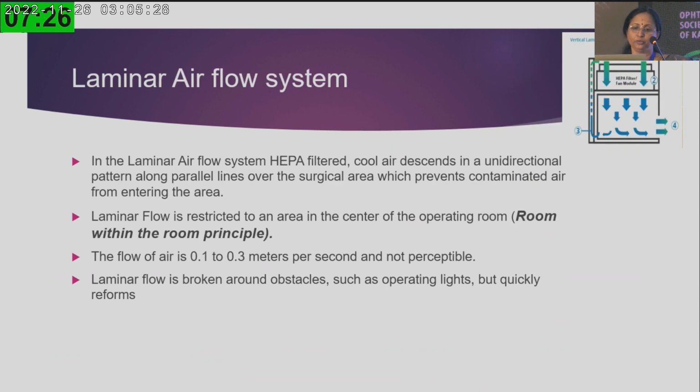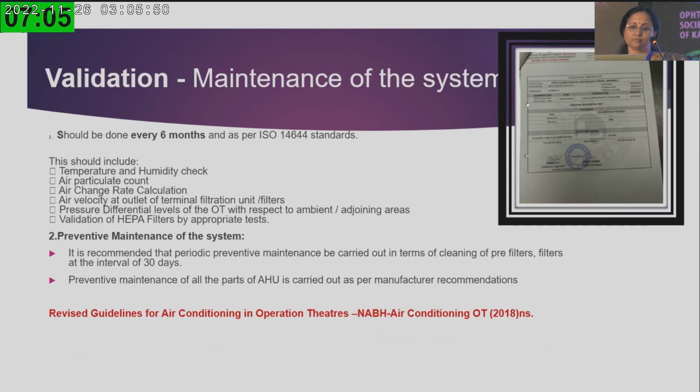And the laminar airflow ensures that the HEPA filtered cool air descends in a unidirectional pattern along parallel lines, and it will prevent the contaminated air from surroundings from entering the central operating area. This is limited to the center of the operating room, and the flow of air here is imperceptible, and this should be maintained by strict validation, and it should be done every 6 months as per ISO standards.